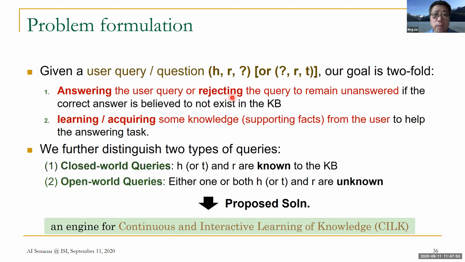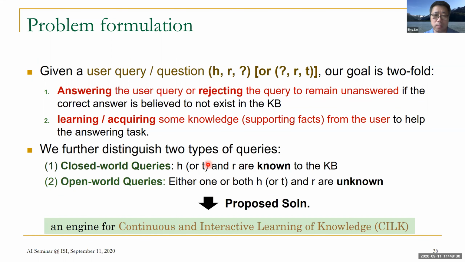So how do we answer this user query? Of course, the simplest case is that the answer is actually in the knowledge base. But it could be the case that it is not in the knowledge base, or it could be somehow linked in the knowledge base but currently you can't derive it. In that case, can we acquire some knowledge, which we call supporting facts, from the user to answer this particular query? So there are two kinds of situations as well. One is called the closed world query, another is the open world query. A closed world query basically means the H and T are all in the knowledge base.